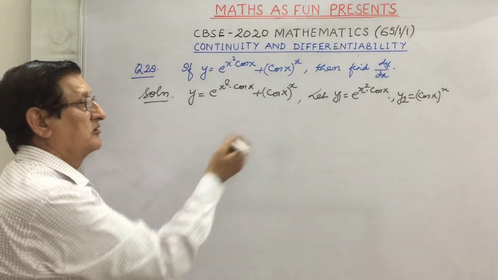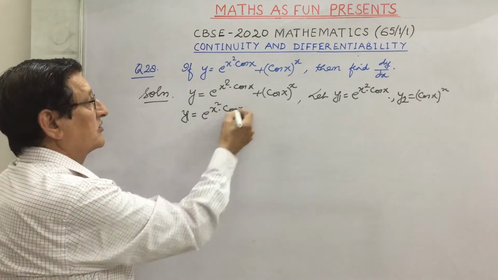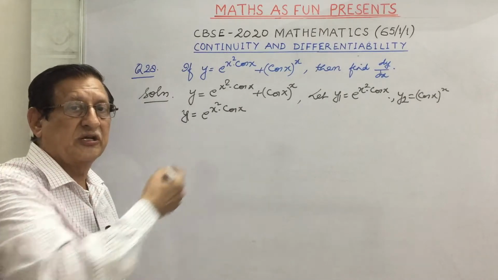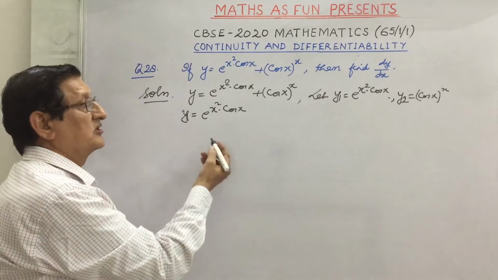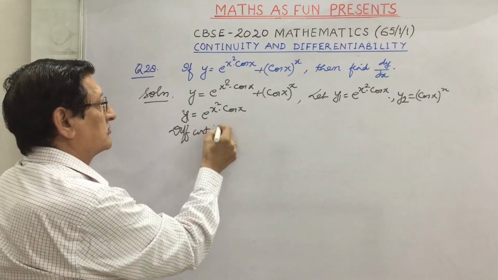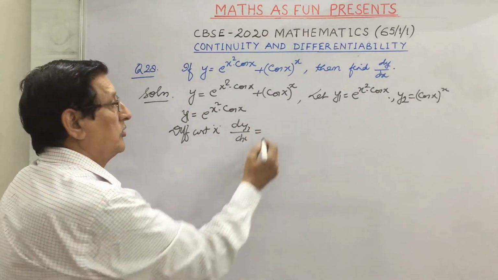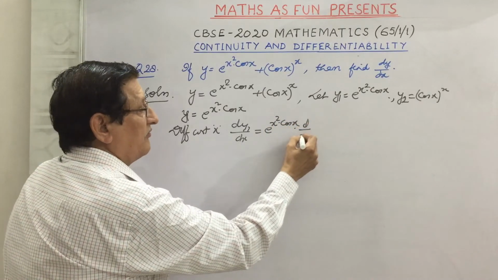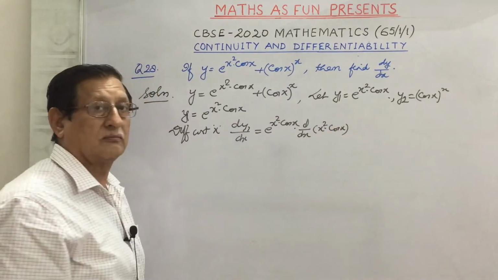So we will differentiate them separately and add the derivatives to find dy by dx. So what we do first? We go for y1 is equal to e power x square into cos x, which can be easily differentiated with respect to x by using chain rule. Need not go for logarithmic differentiation. So when we differentiate this with respect to x, we find dy1 by dx is equal to e to the power function of x into derivative of function of x, that is x square into cos x. You know the chain rule.